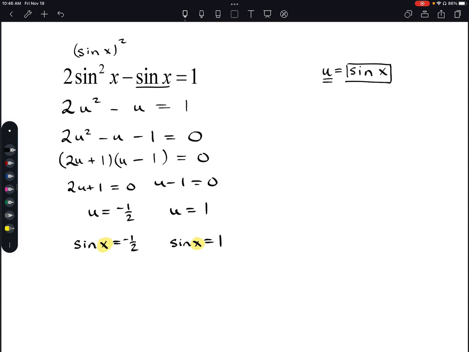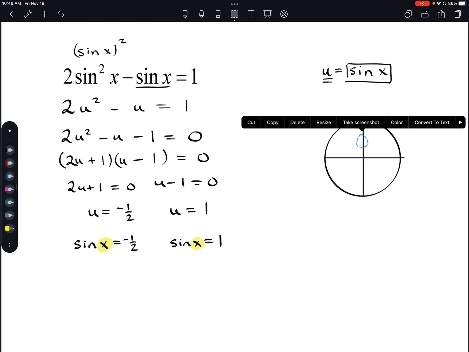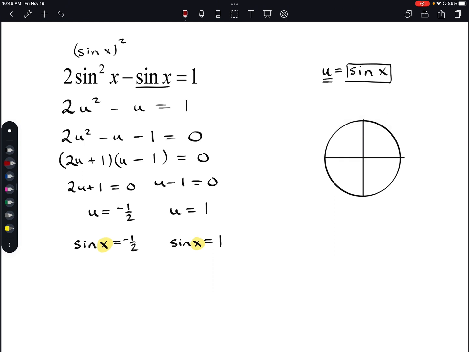So when you think about your unit circle, where's the sine 1/2? Ooh, I missed on that one, didn't I? We'll just move that over a little bit. All right, so the sine is negative 1/2 down here and down here, which we know are pi over 6 angles. So this one we know is 7 pi over 6. This one is 11 pi over 6.